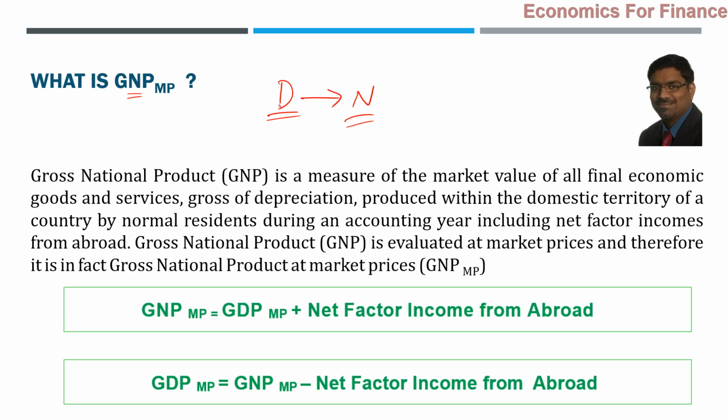First is GDP, that is gross domestic product. Now GNP means gross national product. What is the difference between these two? That is the difference of net factor income from abroad.